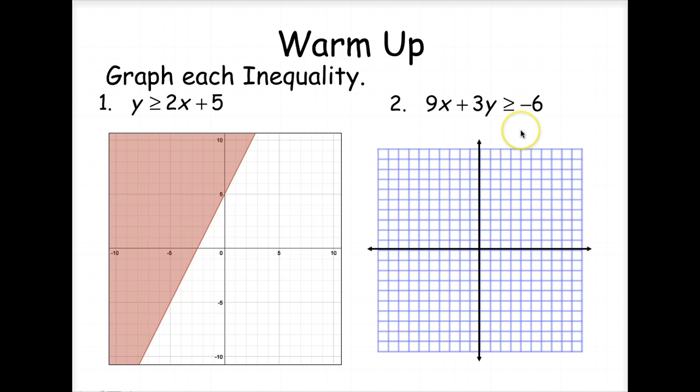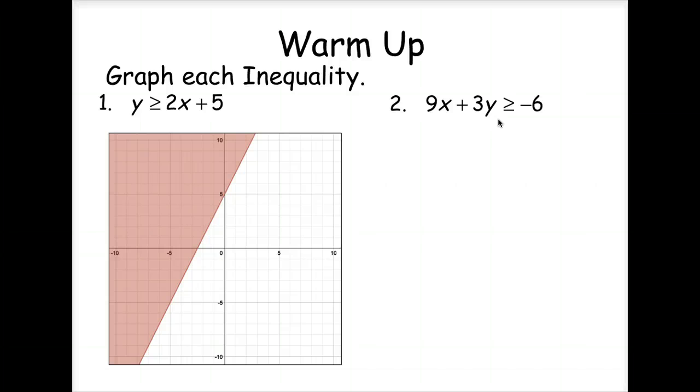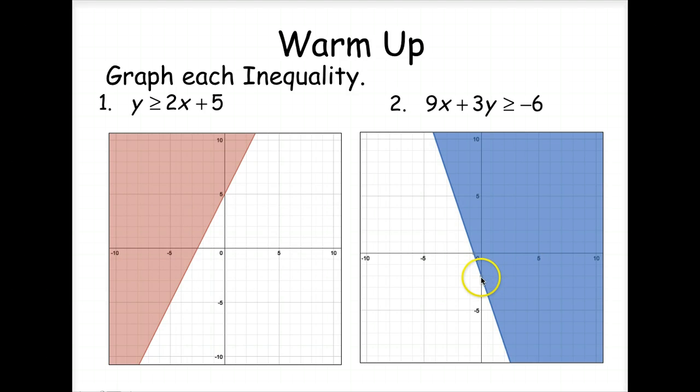This one we have to solve for y. So if we subtract 9x and divide every term by 3, y is going to be greater than or equal to negative 3x minus 2. So we start at a negative 2, and our slope is down 3 over 1. So shading.